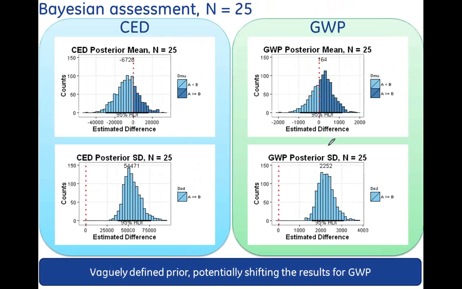Now, what happens if we actually have n=25? I'm not going to show the prior anymore. I'm just going to show you the posteriors. And these are the cumulative energy demand and global warming potential. And we notice that as n=25, our central tendency is bouncing around because we're gaining more evidence.